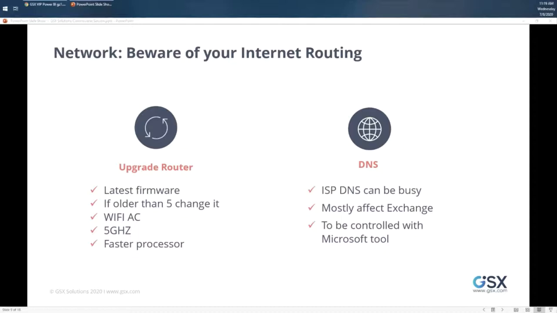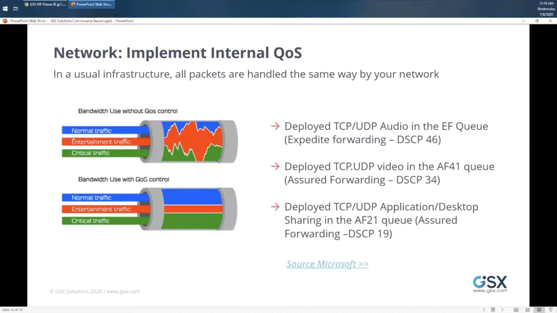Let's continue with the last architecture point, which is true at the office and at home: the implementation of internal QoS. QoS, quality of service protocol. You should make sure that you have implemented it. You can have a router that differentiates the traffic in order to always keep a decent share of the bandwidth for voice calls and conferencing.